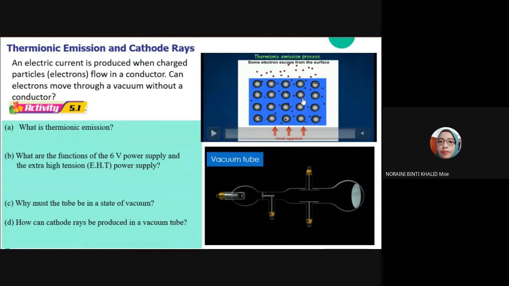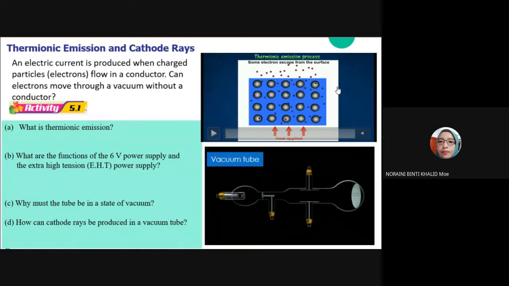The rate of electrons released out through this process depends on three factors. The first one is temperature. The higher the temperature, the higher the kinetic energy supplied, thus more electrons will be released out. Or we can say rate of thermionic emission increases.